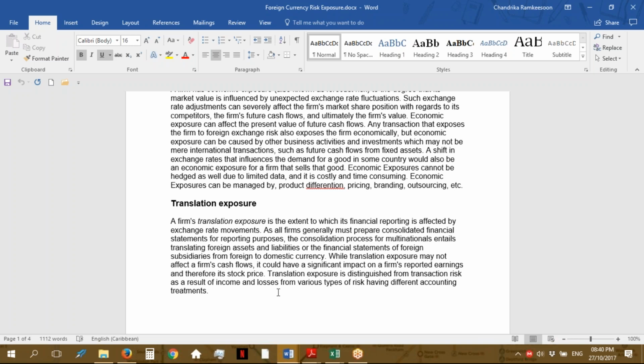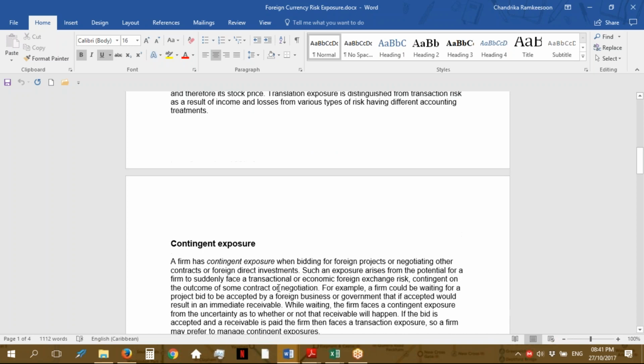It is important that you realize that, because remember, at the end of the day, what a firm shows as profit is one variable that affects the stock price, and what a firm shows as earnings. Translation exposure is distinguished from transaction risk as a result of income and losses from various types of risk having different accounting treatments. So you don't hedge against translation risk, you don't hedge against economic risk, you hedge against transaction risk. Now these are the three main, but there are two others you may come across.